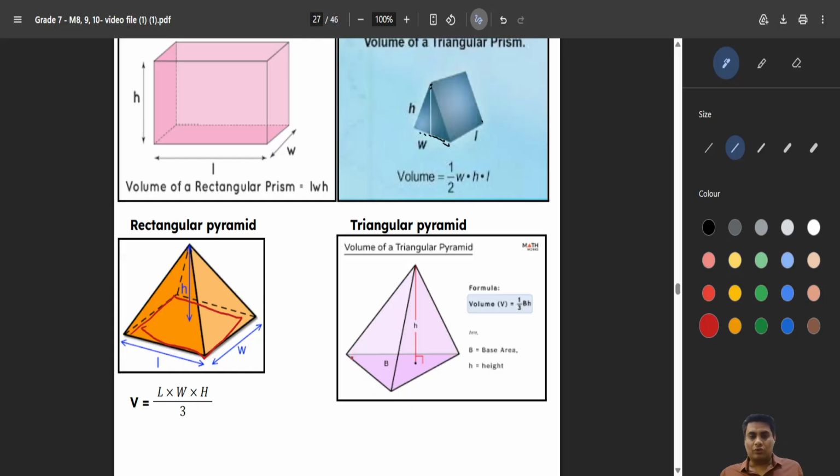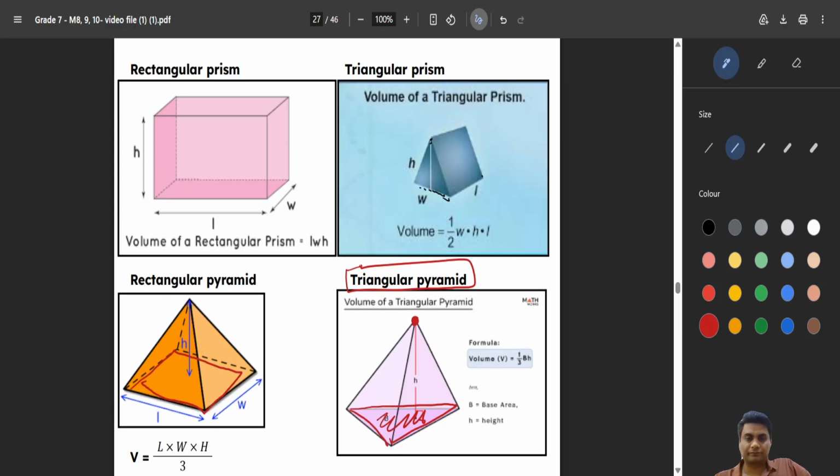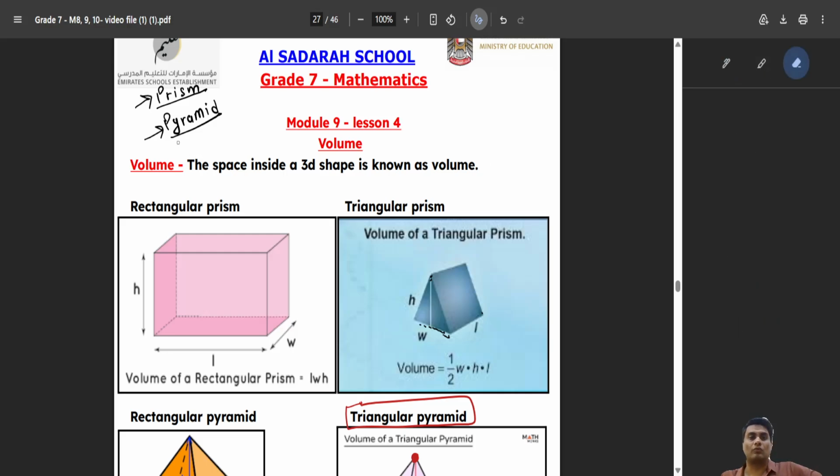The next one is also a pyramid. Check. What is the shape of the base? The shape of the base is a triangle, correct? So because the shape of the base is a triangle, I will call it a triangular pyramid. So now you have understood what is a prism and what is a pyramid. Now I will explain you how to find their formulas.